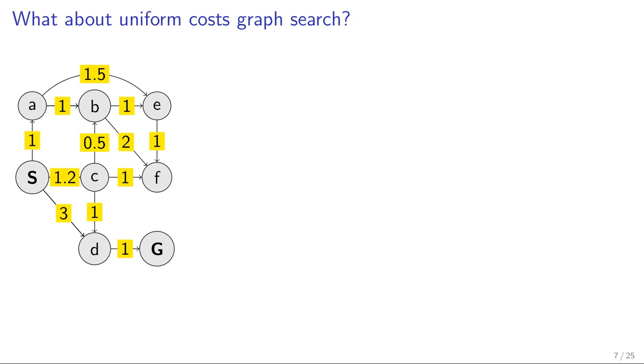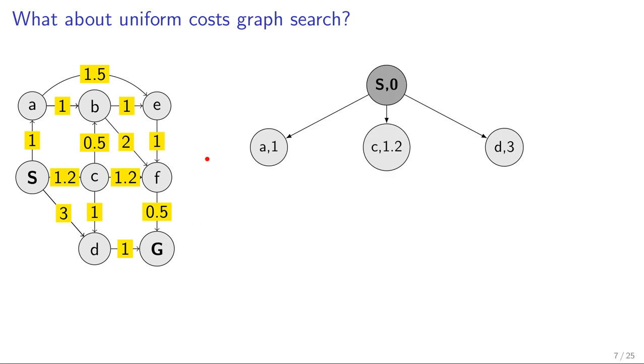Before you had the tree search variant. Now we can also do the graph search variant. So let's see how this will look. We will see the algorithm in a second, but to give you the idea, let's look at the run on this particular space. So I'm in S, which is the start, and my current cost is 0. And I'm expanding it, and I'm getting A with a cost of 1, C with a cost of 1.2, and D with a cost of 3.